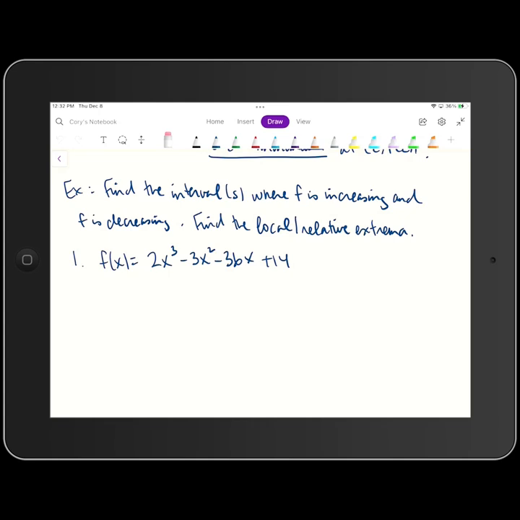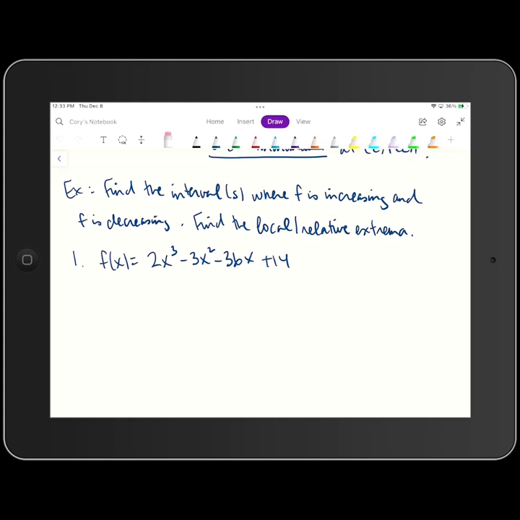minus 36x plus 14. Okay, so step number one, anytime we're trying to find local extrema, local mins, local maxes, is we have to test the domain of our function, because if we find a critical point that's not in the domain of our function, then we can't have a local max or a local min at that value.